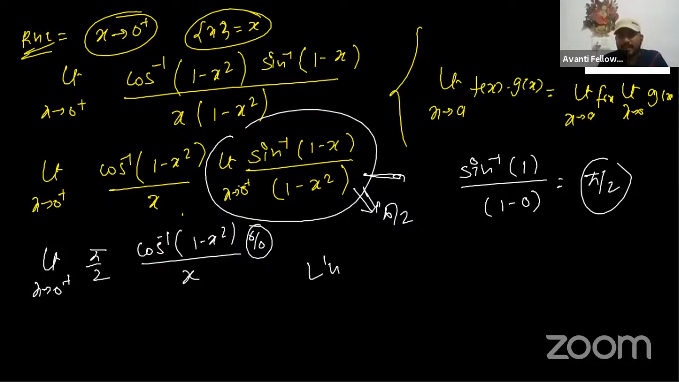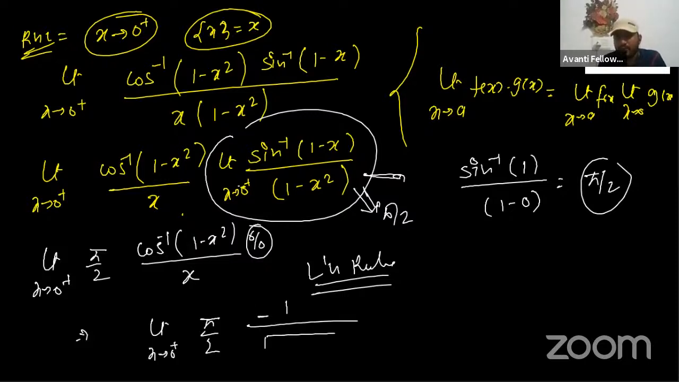Now we have to apply L'Hopital rule, with pi by 2 outside. Limit x tending to 0 positive, pi by 2. When you apply L'Hopital, the differentiation of cos inverse will be minus 1 upon root of 1 minus (1 minus x square) whole square. Got it? And the differentiation of 1 minus x square is minus 2x. And the differentiation of the denominator is 1.